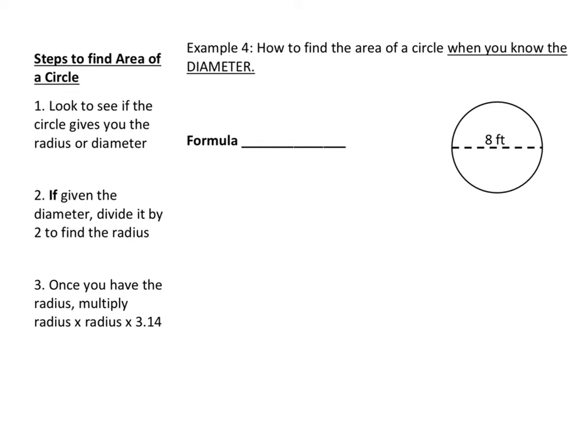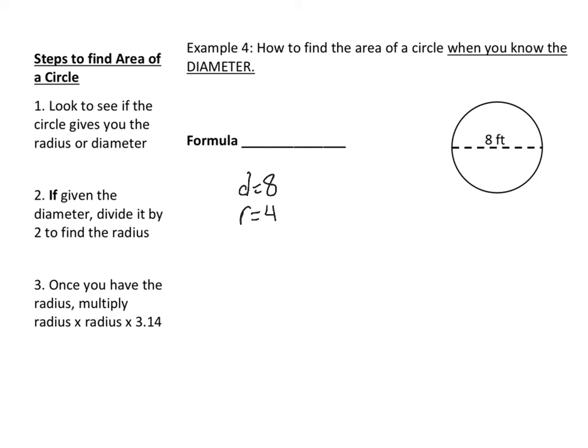So, since the diameter is all the way across the circle, we have to divide it by 2 to get half the circle, half the distance. Okay, because that's what we need for this formula. We need the radius. So, since we're given 8 as our diameter, we have to divide it by 2. So 8 divided by 2 is 4 to get a radius of 4.